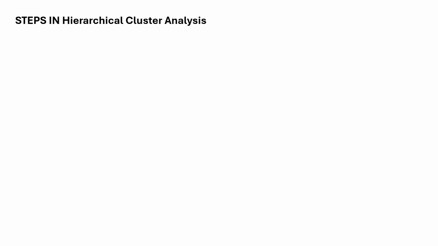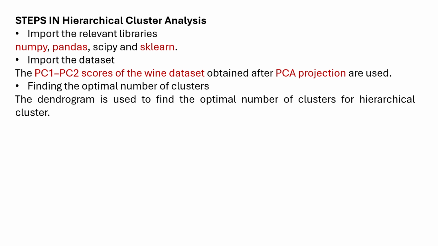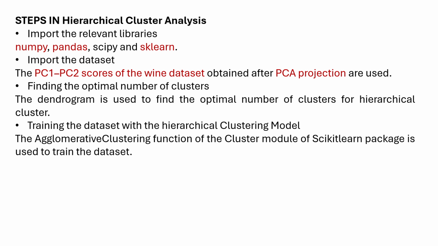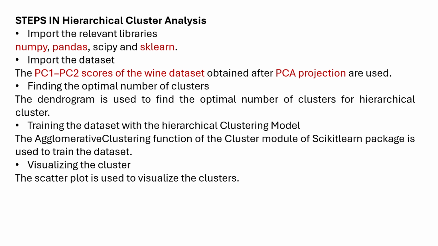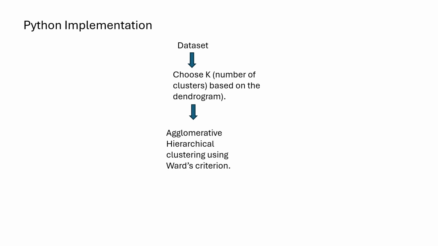The implementation can be divided into four main stages. First, we import the required libraries and prepare the dataset. Next, we use the dendrogram to estimate the appropriate number of clusters. We then fit the agglomerative hierarchical clustering model. Finally, we visualize and interpret the clustering results. The diagram summarizes the overall workflow used in this implementation. We will now go through each step in detail.